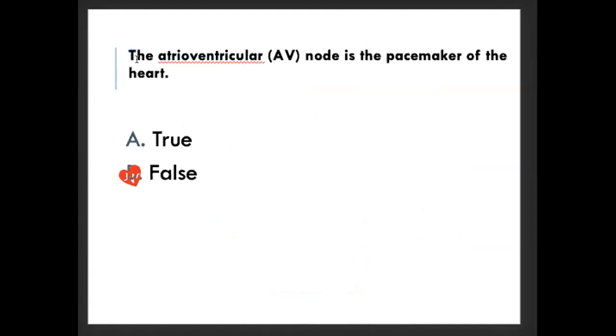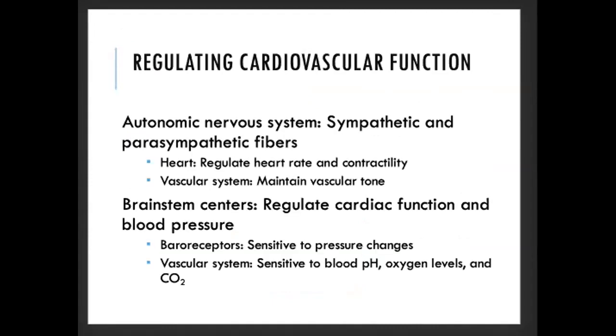So remember, the AV node is not the pacemaker of the heart. The AV node is that 40 to 60 rate. The pacemaker of the heart is the SA node, and the SA node has a rate of about 60 to 100. But how do we regulate these rates, right? When we talk about the heart, it beats intrinsically, it does its own thing. However, it can be affected by our sympathetic and our parasympathetic.